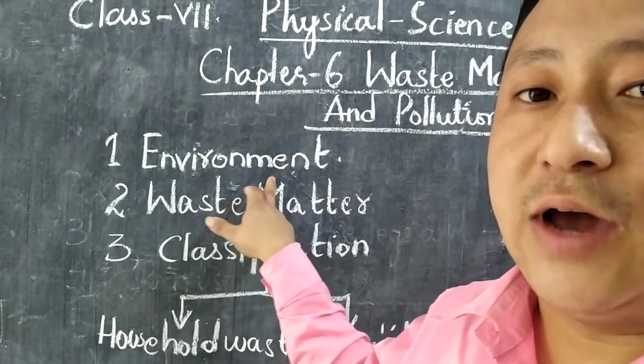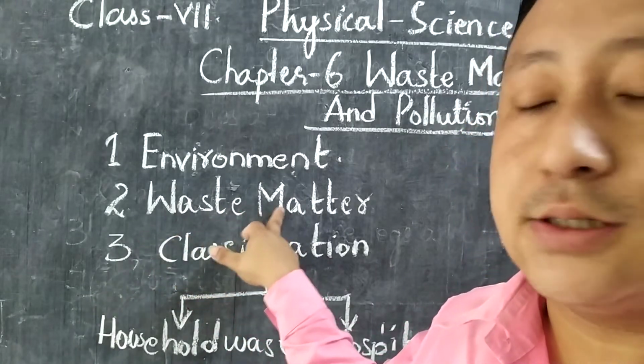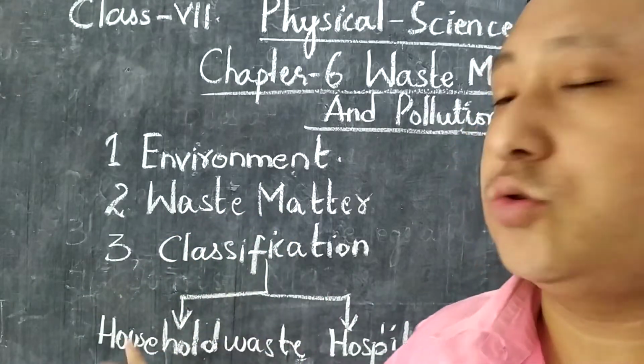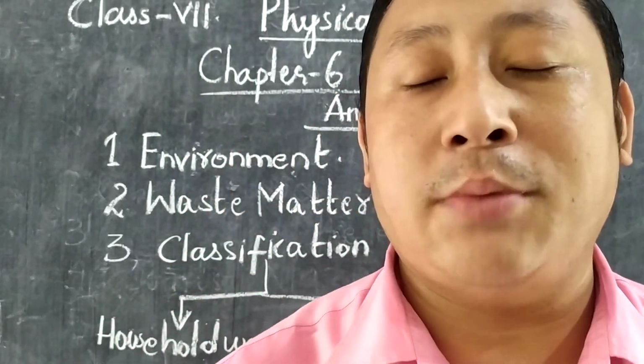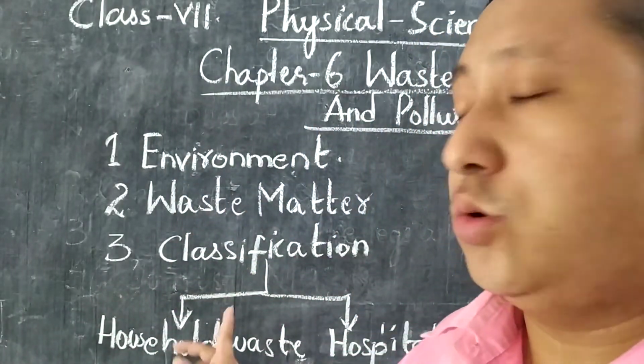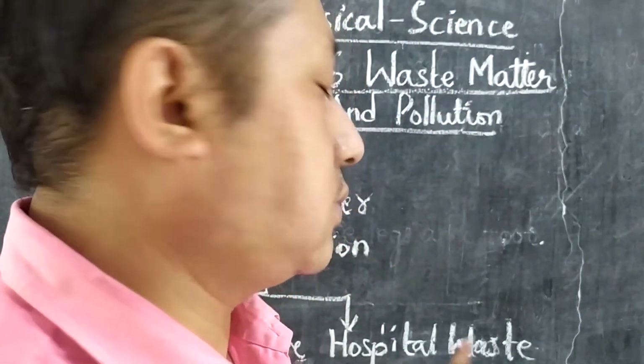Number 1 is environment, number 2 is waste matter, number 3 is classification. In the classification there are many types, but I have only mentioned 2: household waste and hospital waste.